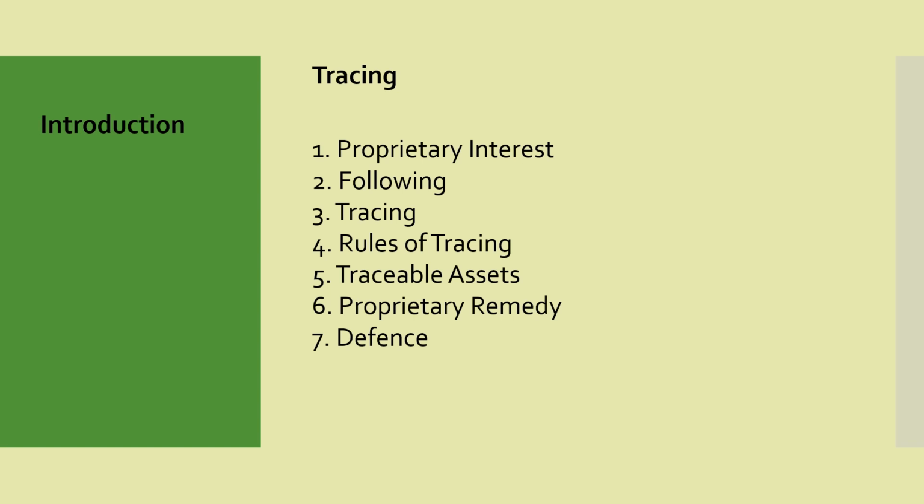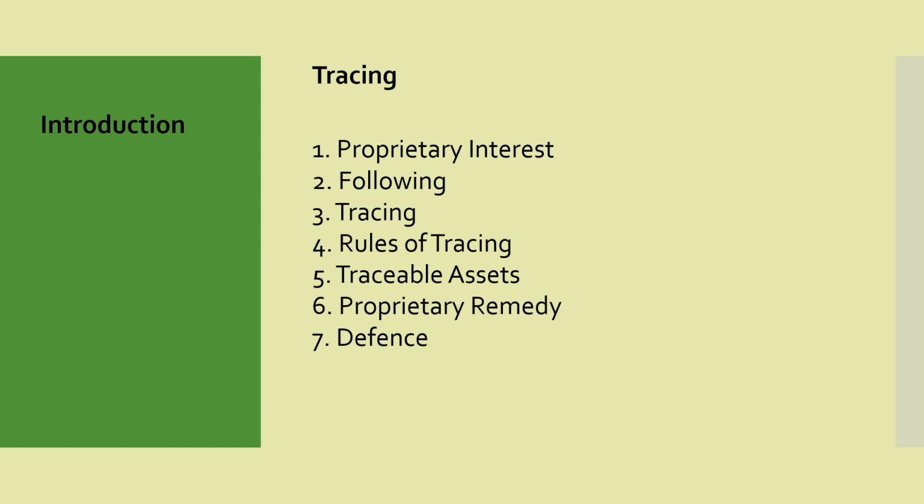Number 5 is a question of traceable assets. So what can you trace into? What type of assets can someone actually trace their value into? Now that's an interesting question because it could involve third-party assets, for example, or it could involve assets which are not necessarily the same as the original asset which the person had. So this is an interesting question.